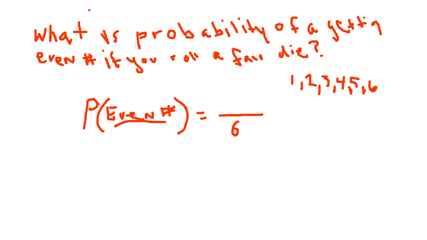So in my numerator, we're going to write how many number of elements are in this event. So how many of these are even? We have 2, 4, and 6. So 3 of them are even. So the probability that you're going to get an even number would be a half. Okay.